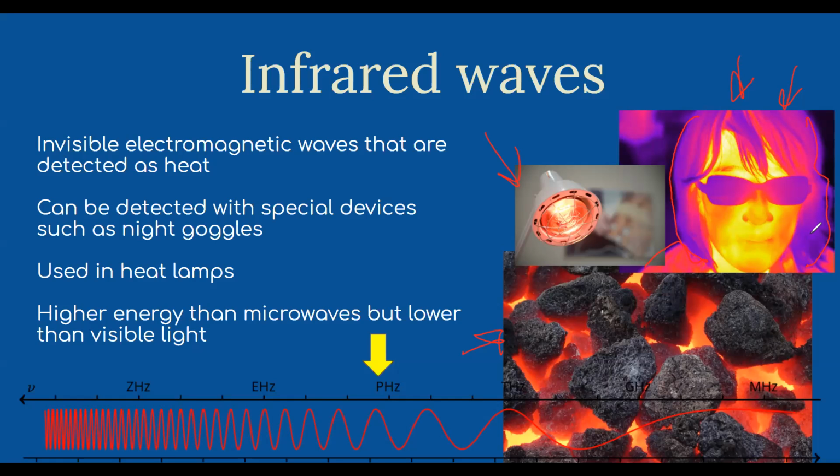That is infrared. So after radio waves, then we got microwaves, now we got infrared waves. So they have higher energy than microwaves, but lower than visible light. So the next one's gonna be visible light. It already gave it away. But infrared lights are still on the lower frequency.